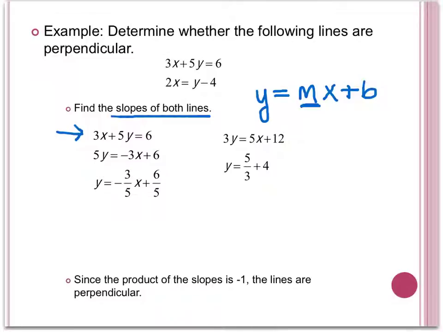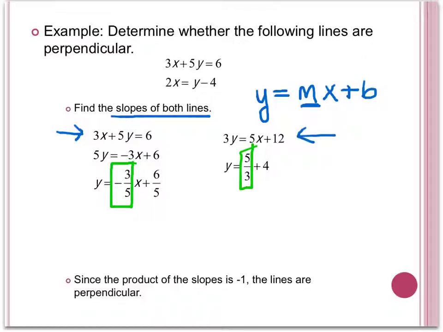When solving for y, we find that y equals -3/5 x plus 6/5. And the slope of this first line is negative 3/5. Now we do the same thing for the second equation. 3y equals 5x plus 12. We solve for y and we find that the slope is equal to 5/3.